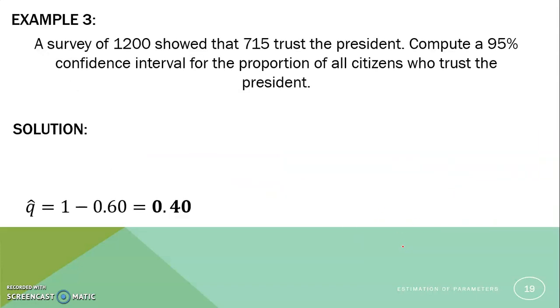So, let's have an example. A survey of 1,200 showed that 715 trust the president. Compute a 95% confidence interval for the proportion of all citizens who trust the president.